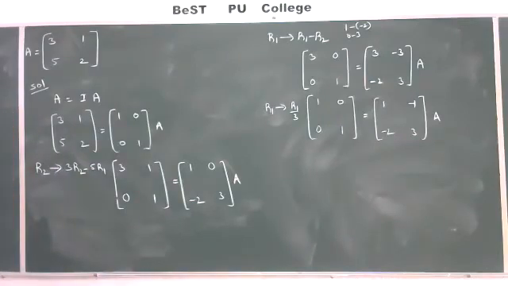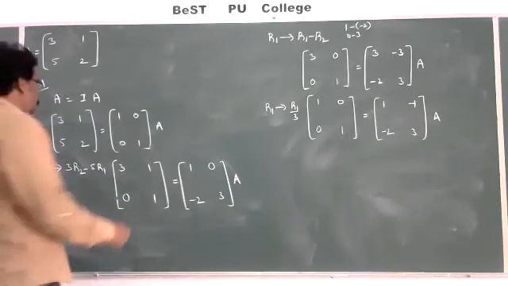Problem number 7, 3 1 5 2. A is equal to IA, 3 1 5 2. 3R2 minus 5R1. Okay, 0. 3 2s 6 minus 5, 6 minus 5, 1. Okay, 3, 1. Here, 3 into 0, 0 minus 5.